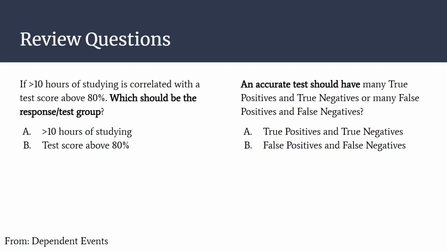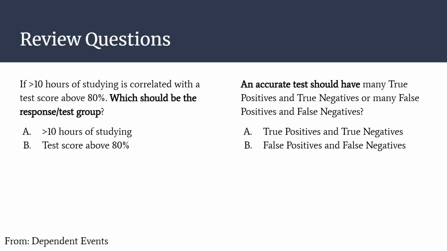Okay, if greater than 10 hours of studying is correlated with a test score above 80%, what should be the response test group? This is opposed to the explanatory group, which should be the independent variable and explain the response test group. The answer to this question is B. Both groups are correlated with each other, but greater studying explains test scores, not the other way around, making test scores a response test group.